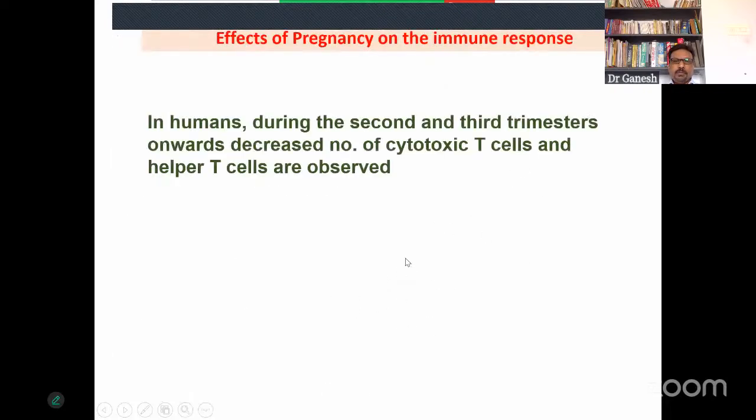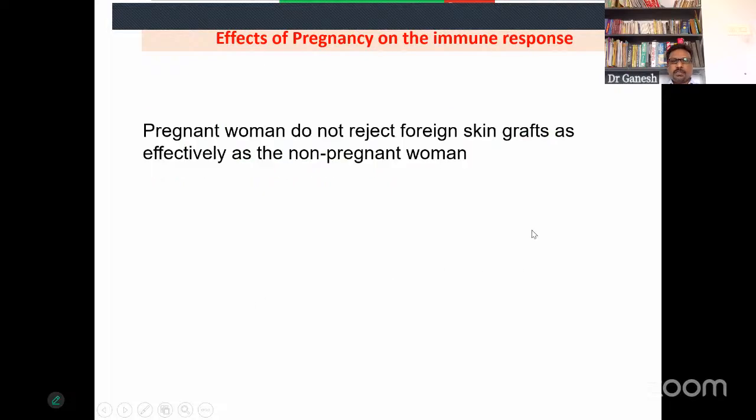In humans, from the second and third trimesters onwards, a decreased number of cytotoxic T cells and helper T cells is observed, and this is a characteristic of immune tolerance. Pregnant women do not reject foreign skin grafts as effectively as non-pregnant women. In a non-pregnant woman the immune response is highly active, whereas in a pregnant woman the immune response is subsided because of the immune tolerance, which is there because of the developing embryo.